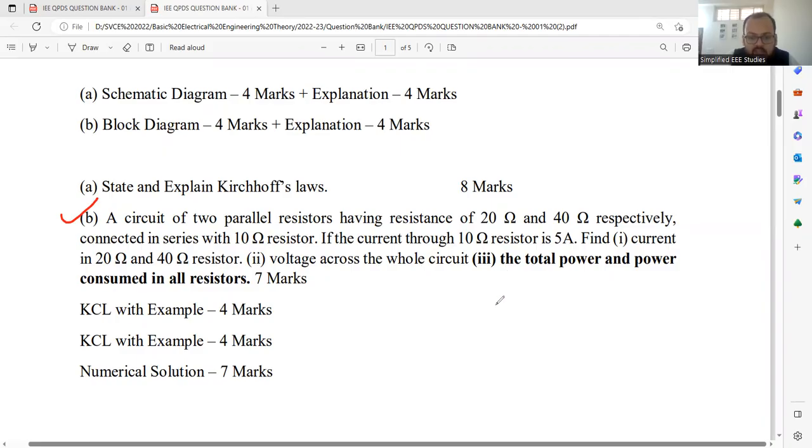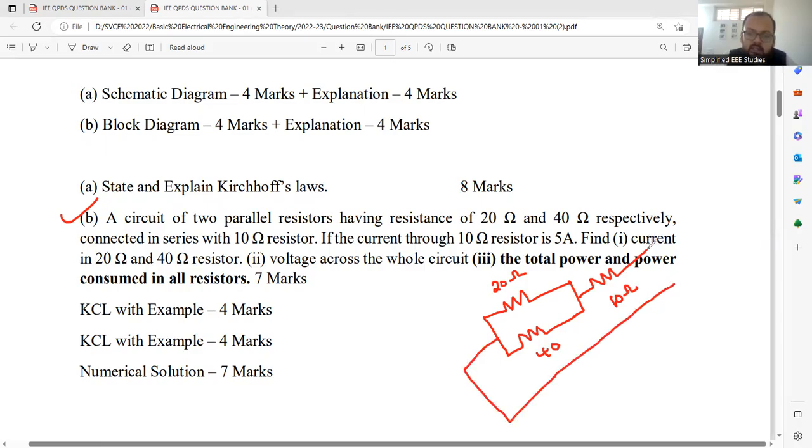There are 2 parallel resistors. We have 20 ohm, then 40 ohm, connected in series with a 10 ohm resistor. Like that, you have to draw. If the current flowing through the 10 ohm resistor is 5 ampere, you need to find the current in the 20 ohm and 40 ohm resistors, the voltage across the circuit, the total power, and the power consumed in all resistors. Fine. So you have to mention the circuit like that.